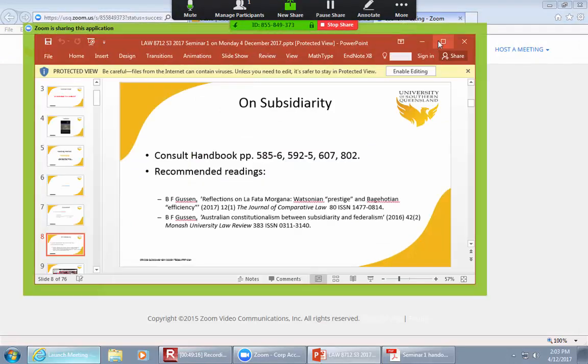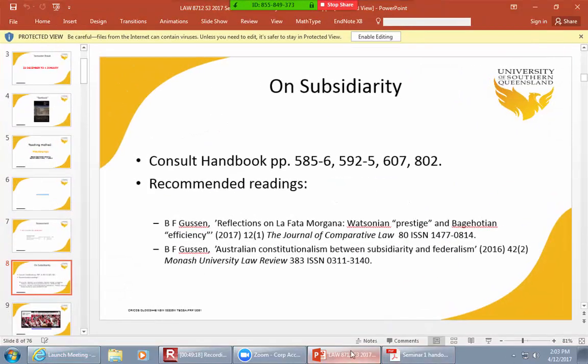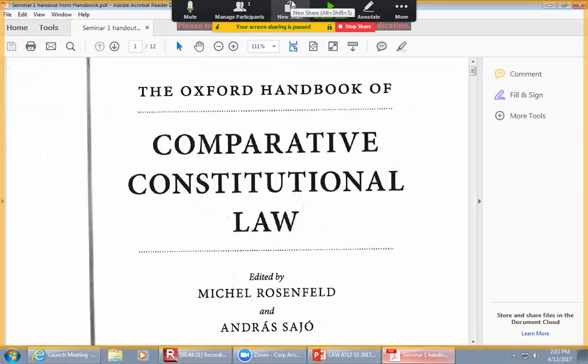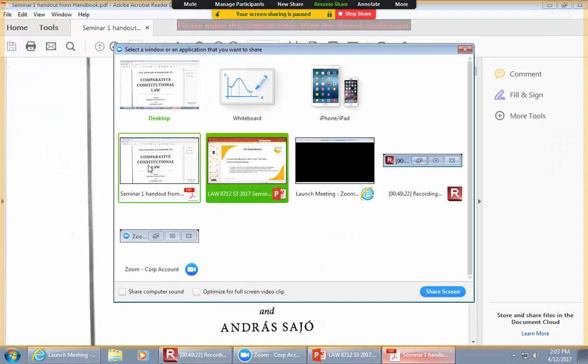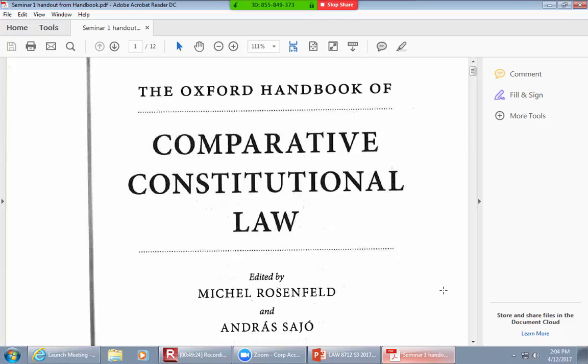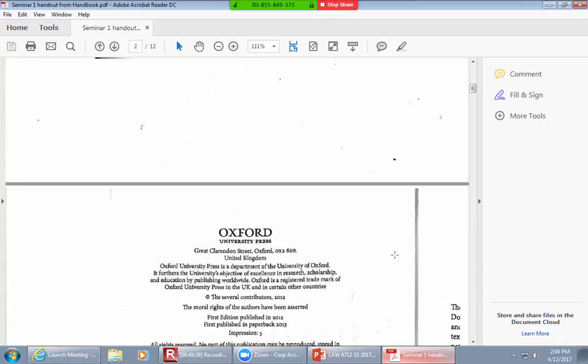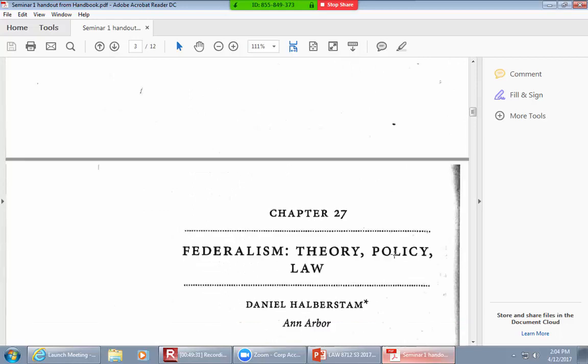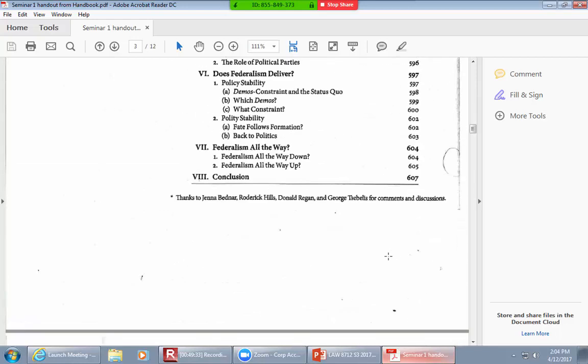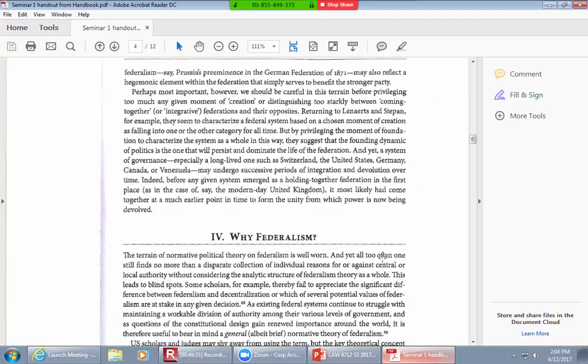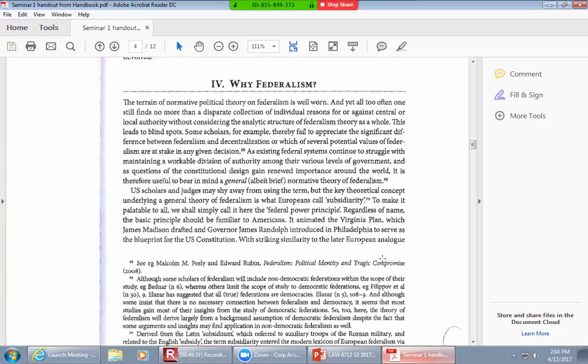Okay, so let's start then. Let's share this new share and share it on the screen. And that's where we're going to talk a little bit about your textbook. The starting point is chapter 27, not textbook, your handbook. And it starts from why federalism.